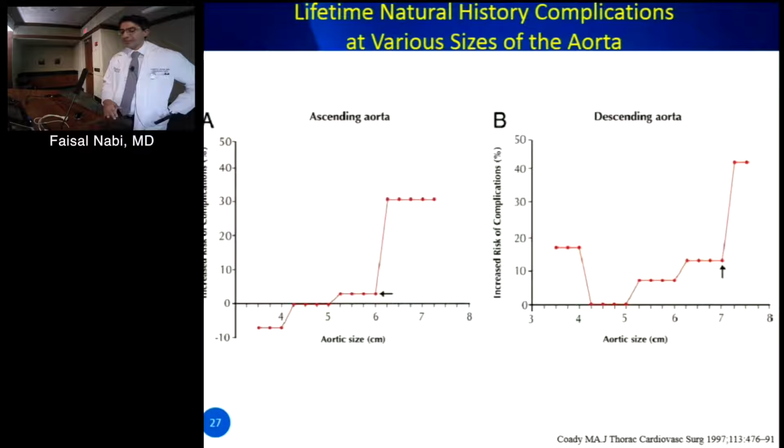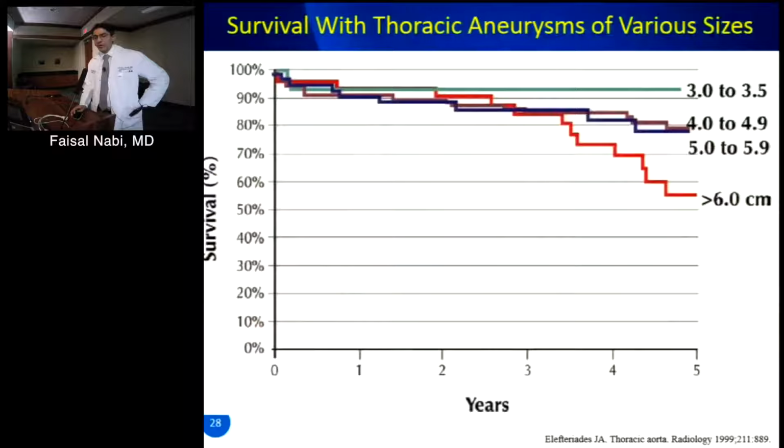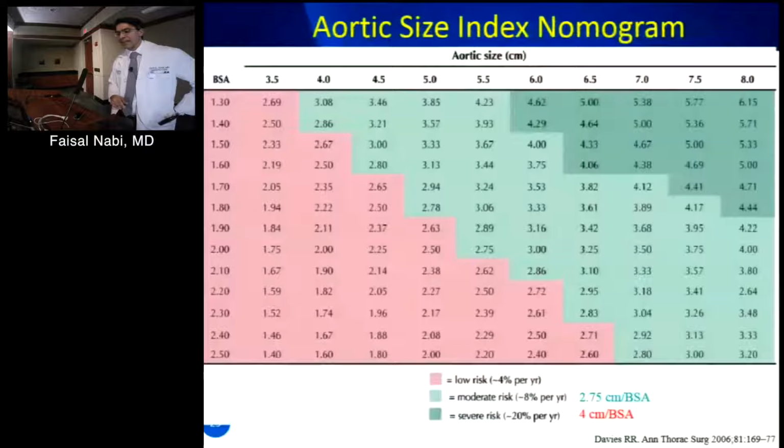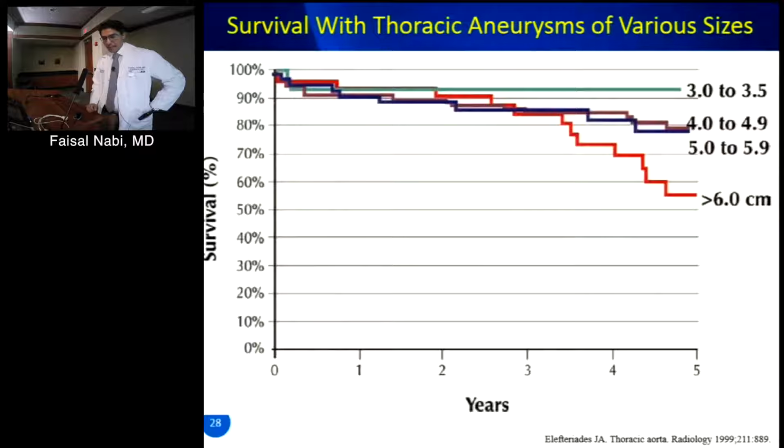This is a slide going over just some prognostic data, looking at patients who have different size thoracic aneurysms and what their outcome was. Obviously, it makes sense, the bigger the aorta, the worse their prognosis. But this is the slide that... Just to see the five, so it's only 5 years. Back in 1999, yeah.